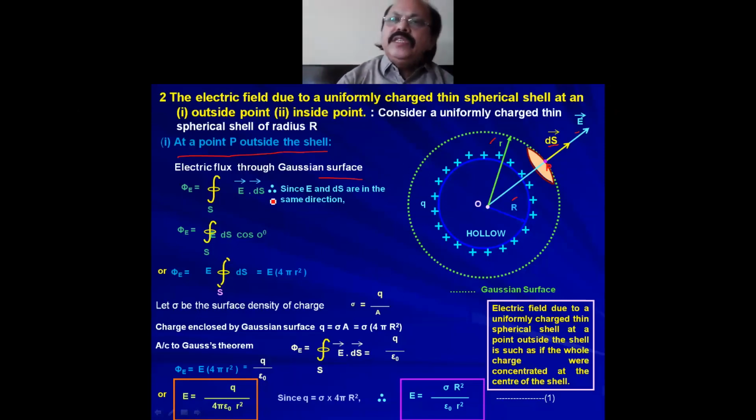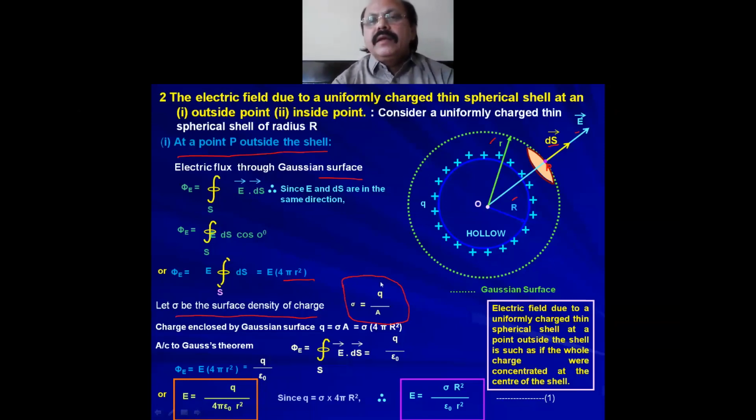So phi is equal to closed integral E ds cos 0. Then phi is equal to, you take E outside, closed integral ds, equal to E times the area. Since E is constant, the area of the spherical Gaussian surface is 4 pi r square. Now we say that let sigma be the surface density of charge. Then sigma equals charge per unit area.